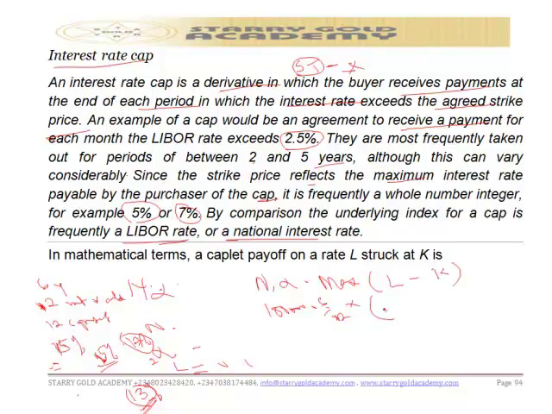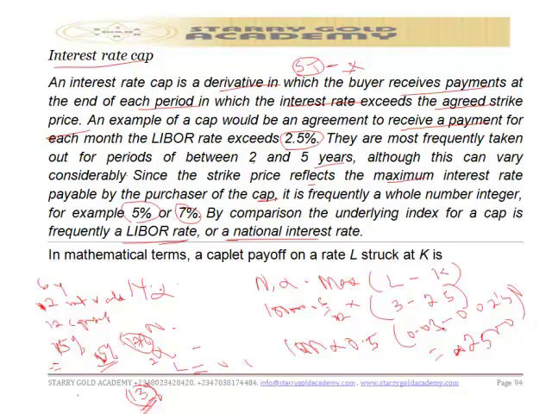Multiply by the rate you agreed to pay, that is K, and what the rate happens to be, what 6-month Libor happens to be. I said it is 3. So 3 minus 2.5, everything in percentage. So we have 1 million multiplied by 0.5 times 0.03 minus 0.025. So what we have here is 2,500 naira, or whatever denomination it is.